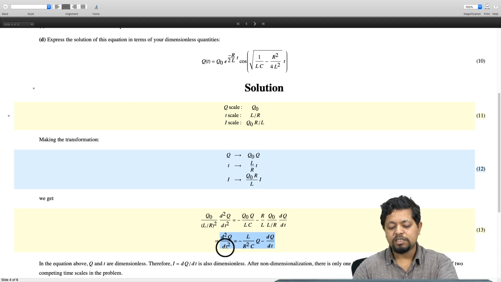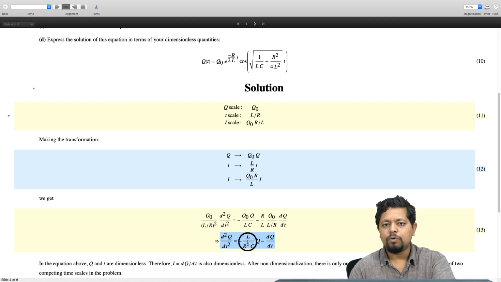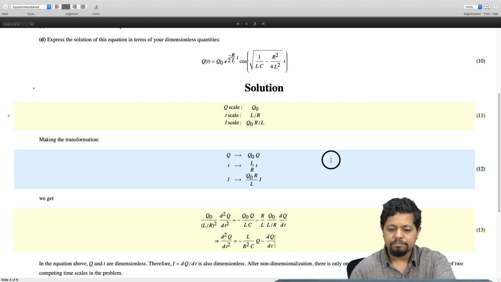This q is dimensionless, this t is dimensionless, so d square q by dt square is dimensionless. This dq by dt is dimensionless because both q and t are dimensionless. This q is dimensionless, therefore L by R square C is also dimensionless, and this is a dimensionless ratio. This is the only parameter in my problem that is left after the translation. So we are done with define and translate, these two steps. After translate, this is my math problem.